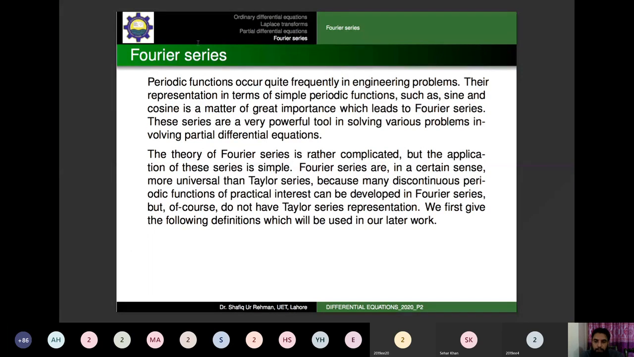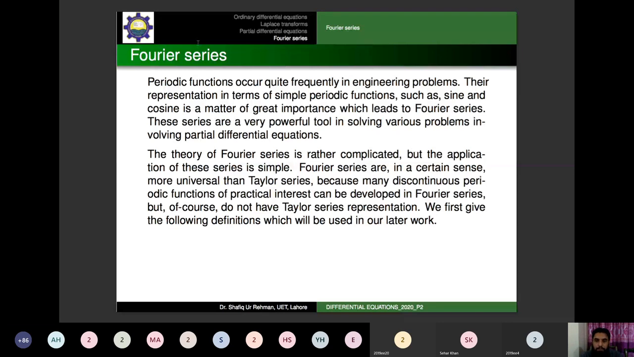And also other than 2π, we can also have a different period, different from 2π. We will look into that today. So the theory of Fourier series is rather complicated, but when we look into the implementation, it is going to be pretty simple in comparison of the development, in comparison of the construction of the unknown coefficients that are going to be utilized to construct the series solution.